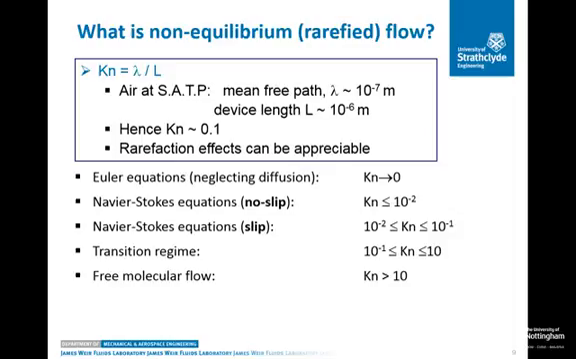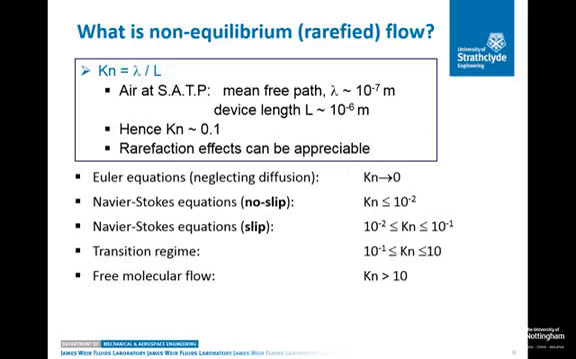When Knudsen number increases, people still want to use the Navier-Stokes, but you need to consider velocity slip at the surface. So you will notice gas flow has slip velocity at the surface. So if you build in a slip boundary condition, you can still apply Navier-Stokes.